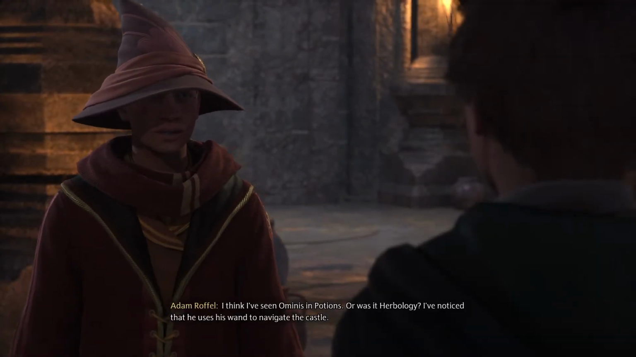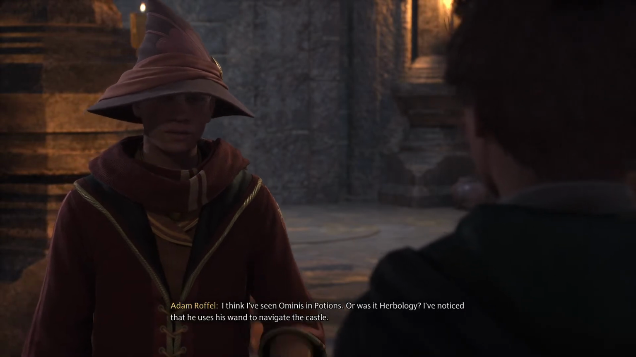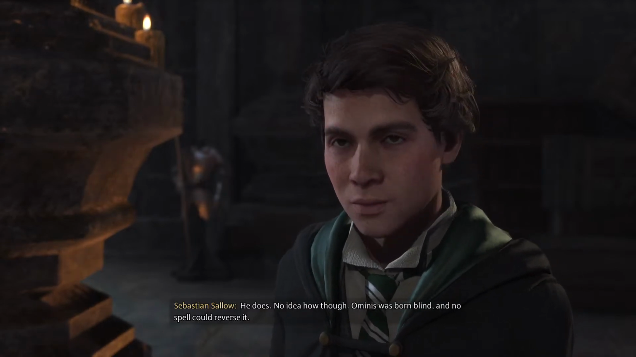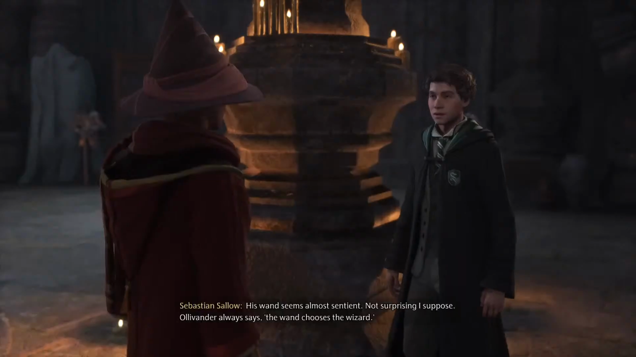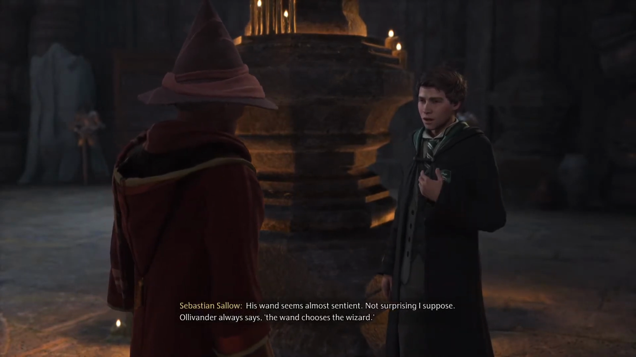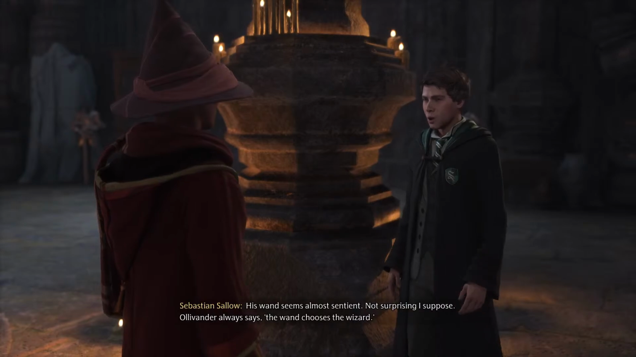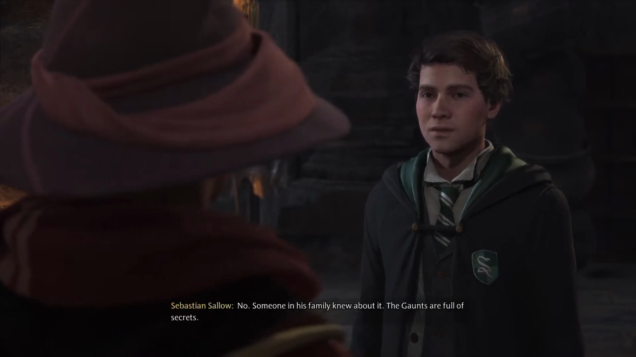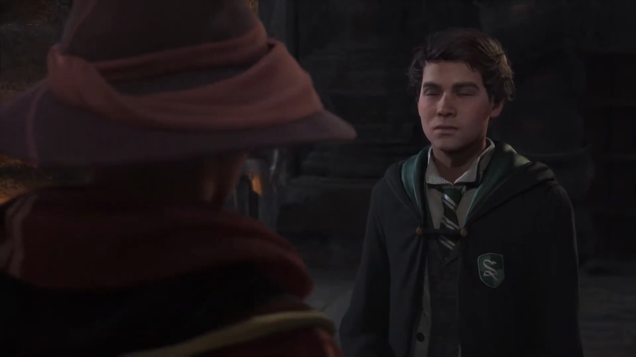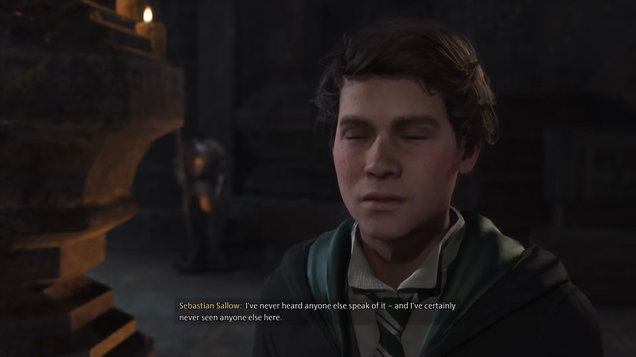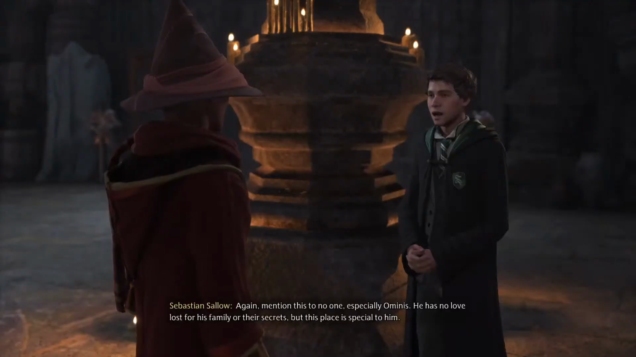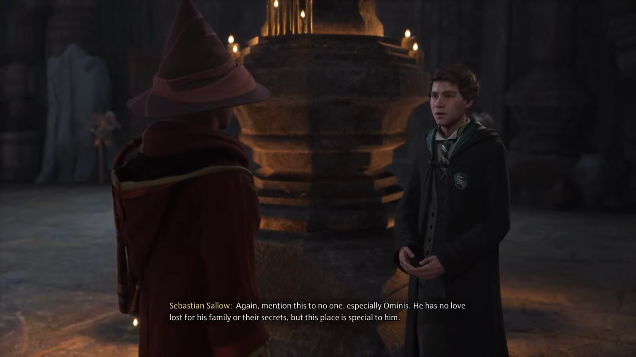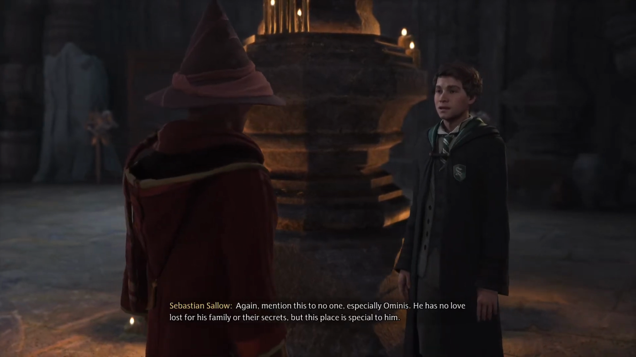I think I've seen Ominous in potions. Or was it herbology? I've noticed that he uses his wand to navigate the castle. He does. No idea how, though. Ominous was born blind, and no spell could reverse it. His wand seems almost sentient. Not surprising, I suppose. Ollivander always says, the wand chooses the wizard. Is that how he found this place? No, someone in his family knew about it. The Gaunts are full of secrets. I've never heard anyone else speak of it, and I've certainly never seen anyone else here. Again, mention this to no one, especially Ominous. He has no love lost for his family or their secrets, but this place is special to him.